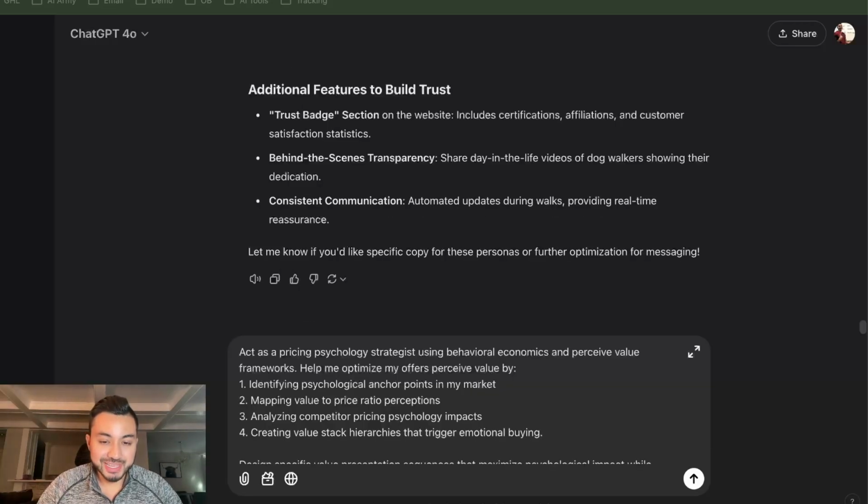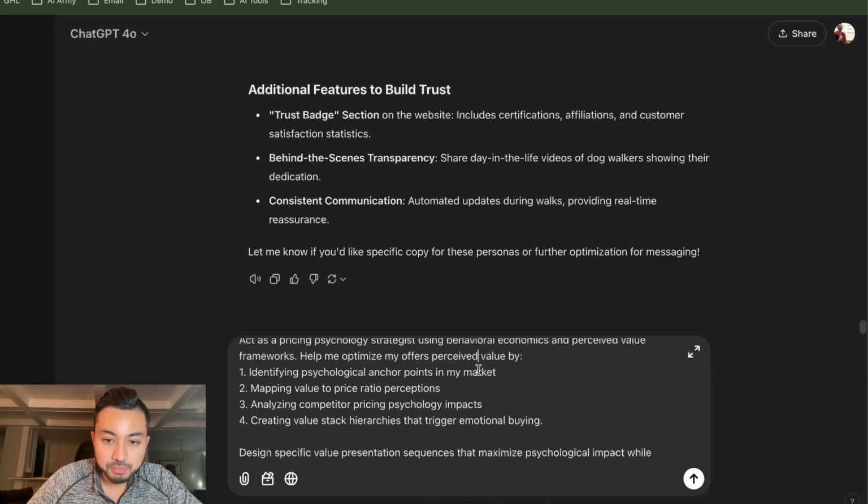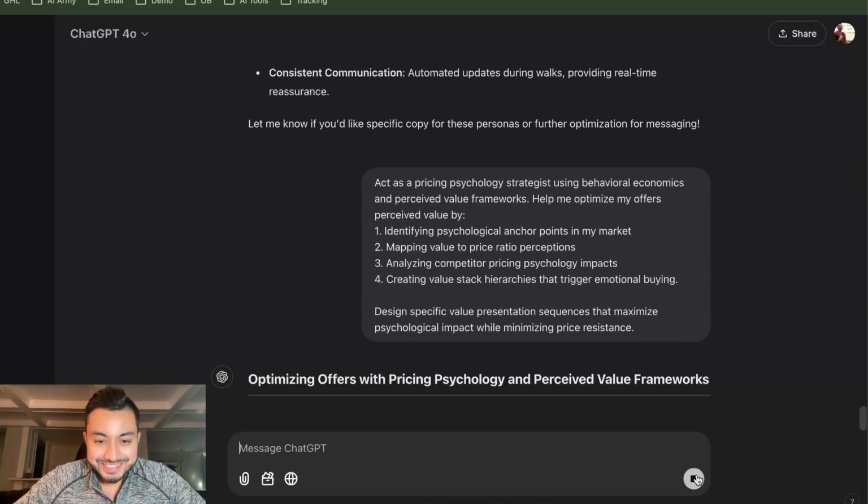This fourth prompt is going to help you structure your pricing in a way that's going to help your customers see massive value, even with premium pricing. So here it is: act as a pricing psychology strategist using behavioral economics and perceived value frameworks. Help me optimize my offer's perceived value by, number one, identifying psychological anchor points in my market, mapping value to price ratio perceptions, analyzing competitor pricing psychology impacts, creating value stack hierarchies that trigger emotional buying, and designing specific value presentation sequences that maximize psychological impact while minimizing price resistance. Let's give it to ChatGPT. Let's let it go to work.